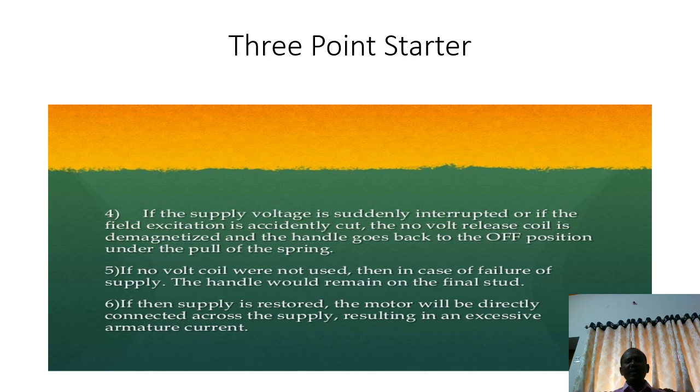If the supply voltage is suddenly interrupted or if the field excitation is accidentally cut, the no voltage release coil is demagnetized and the handle goes back to its original position under the pull of the spring.